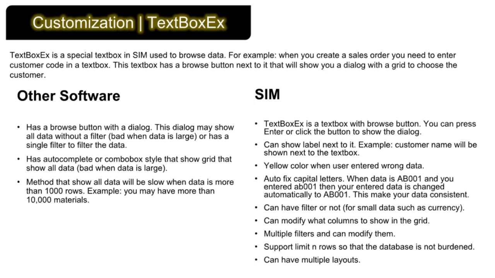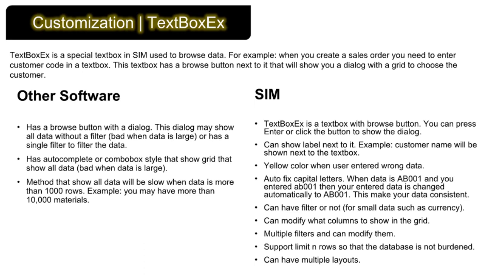Text box X supports auto check. If you enter wrong data, then your input will be colored yellow. If your codes in master customer are all capitalized, then when you enter a code in lowercase, SIM text box X will automatically convert it for you to match the code in the master customer. This ensures data consistency. The dialog shown can have filters too.